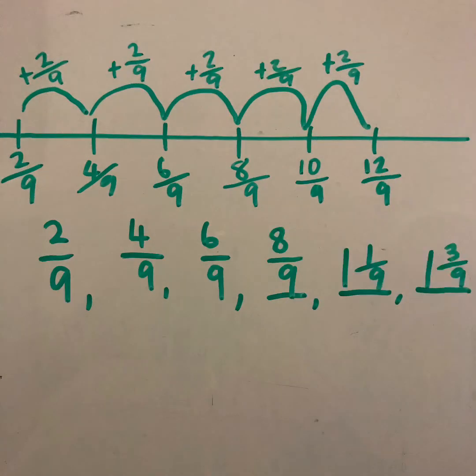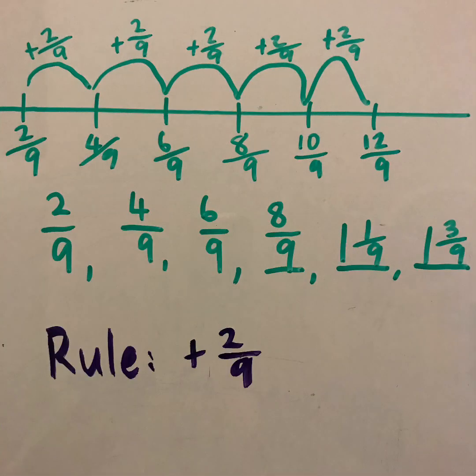When we go to record this number pattern, it might be 8/9, 10/9, 12/9 that we put in, but it's more correct if we put it as a mixed numeral, so 1 and 1/9 instead of 10/9, and 1 and 3/9 instead of 12/9. You could even reduce that 1 and 3/9 to be 1 1/3 if you wanted to. So our rule for this number pattern is that we are adding 2/9 every time.